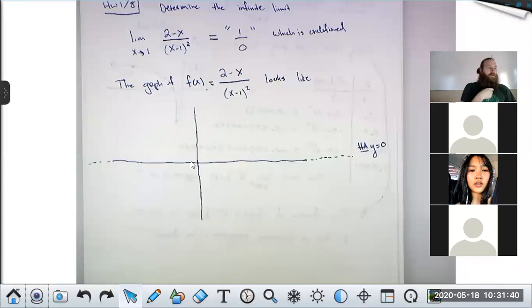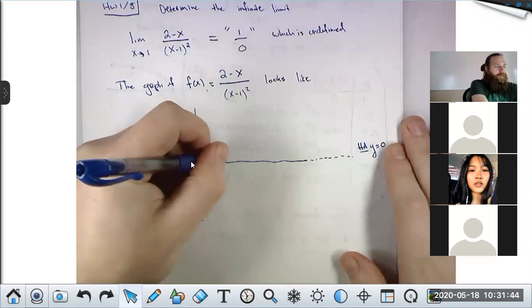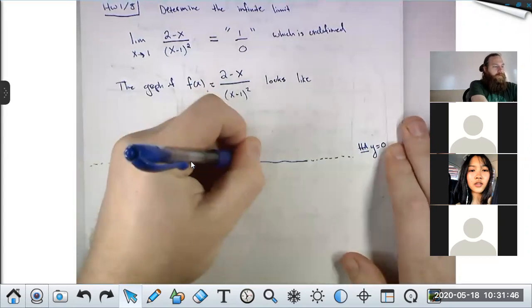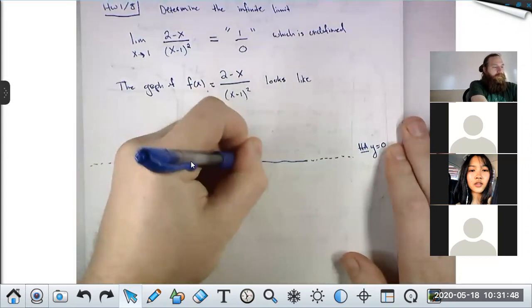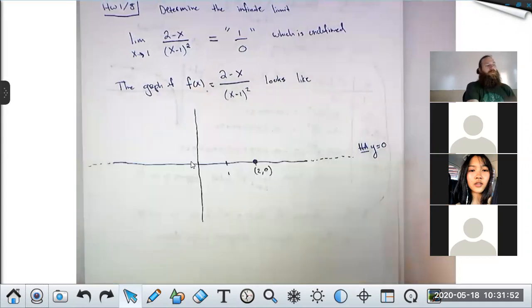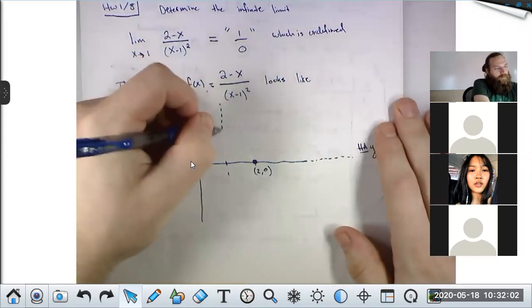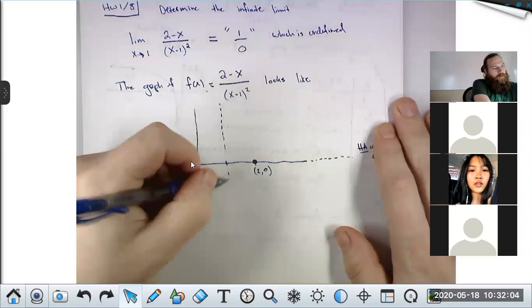The top is equal to 0 when x is equal to 2. So maybe I'll mark this as 1. I'll mark this as 2, which means I have an x-intercept at the point (2, 0). The bottom is equal to 0 when x is 1, which means I have a vertical asymptote, x equals 1.